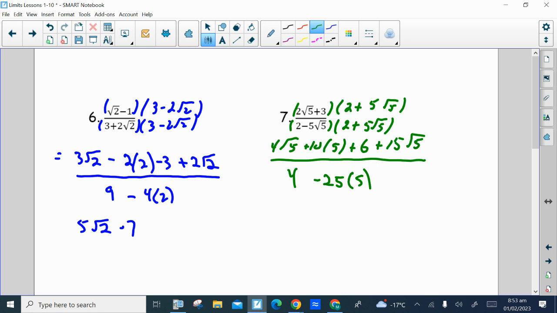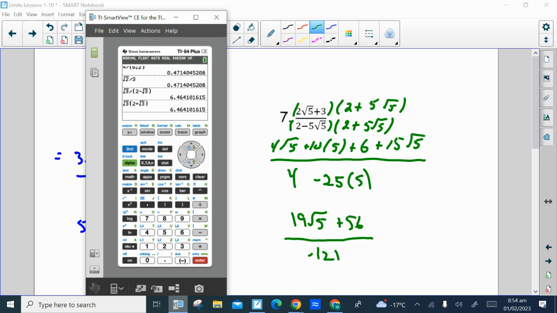And so on top, I can combine the root 5s together. If I have 4 of something and I add 15 more, that gives me 19 of those things, 19 root 5s. As well on top, I've got 10 times 5, which is 50, plus 6 is 56. And on the bottom, it's going to be 4 take away 125. That's negative 121. There's the final expression with a rational denominator.